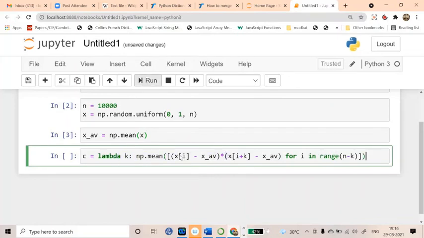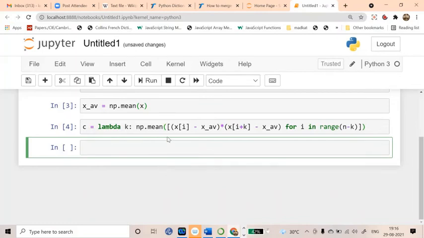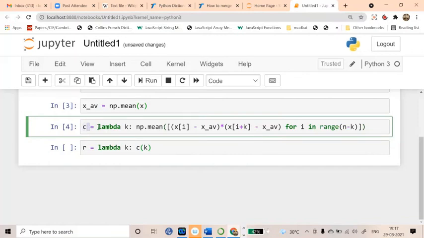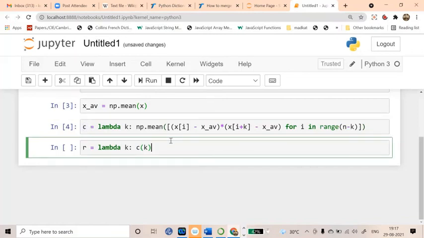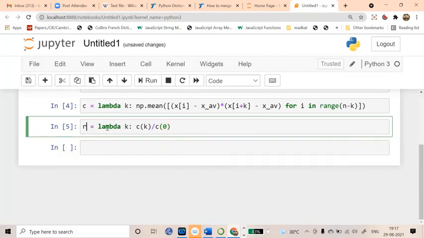Now, let me run it. This is the autocovariance. Now I have to calculate the autocorrelation. Because I will calculate for many, many k's, I can again write R as a function of k. So I write lambda k, and C of k, where C is a function of k. Now I write ck by c0, the normalization. So this is my autocorrelation, and R is now a function of k.